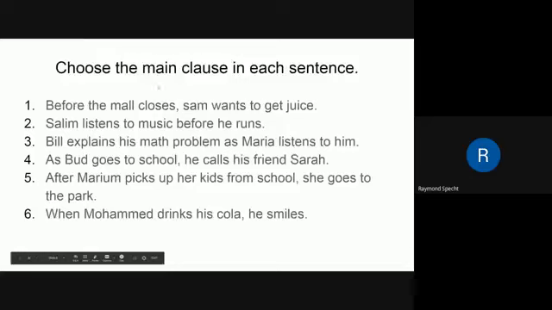Okay, you're going to choose the main clause in each sentence. I'm going to give you 5 minutes to go through this, and then we'll go over them together.